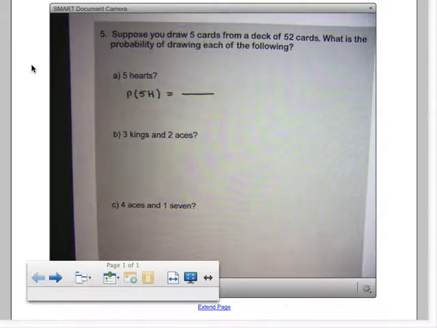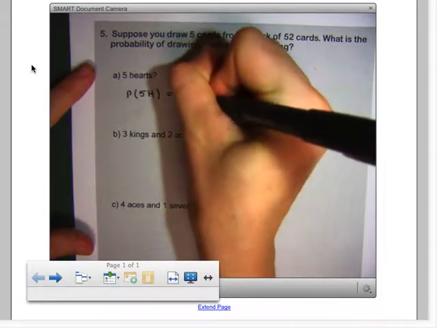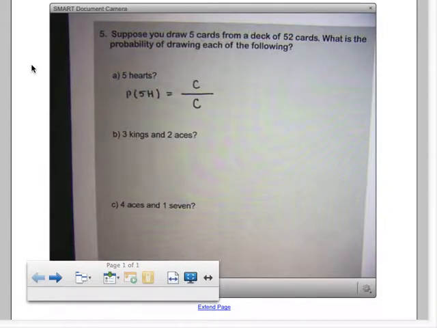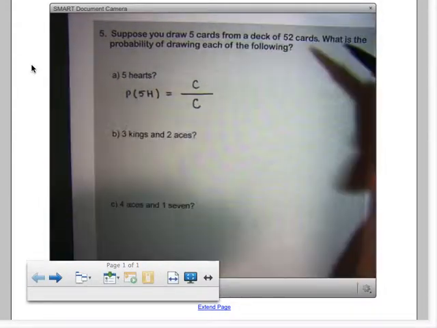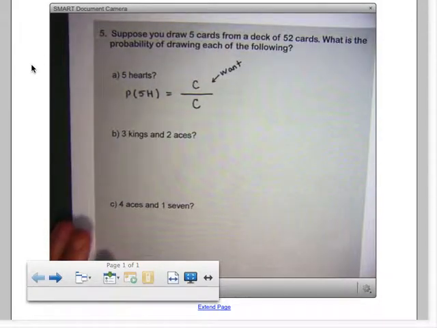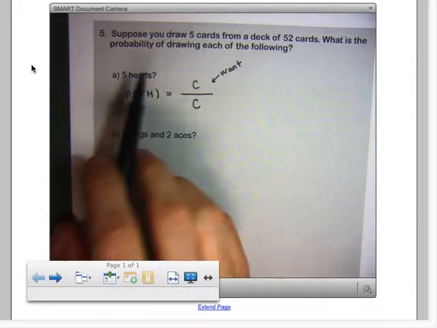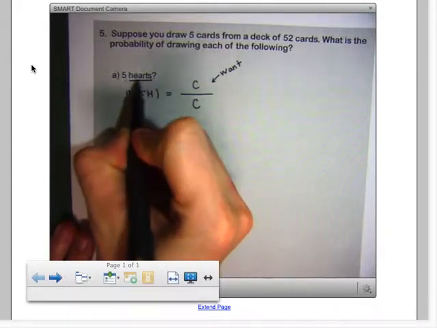I know there's other ways to do it, but we're going to do it with those 2. It does not matter what order we draw those 5 hearts in, so we know we're going to have a combination for each one. So I'm just going to go ahead and write my C's. If I ignore my denominator, the numerator, remember in probability, is what you want. So I want 5 hearts, so I'm dealing with hearts.